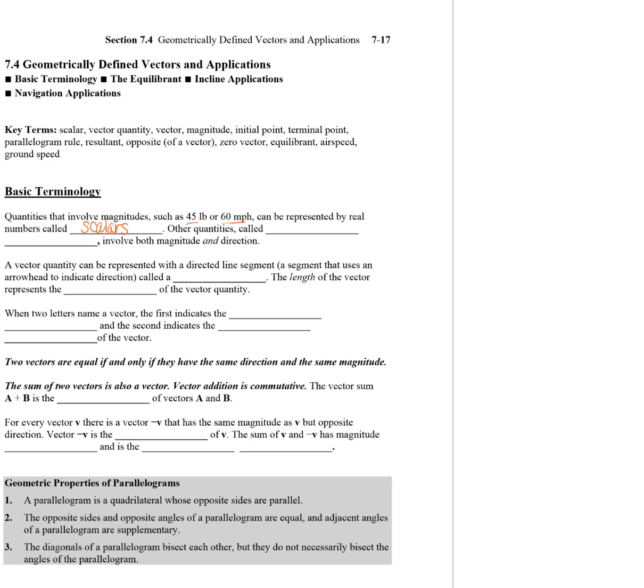Other quantities, called vector quantities, or just vectors, involve both magnitude and direction. A vector quantity can be represented with a directed line segment, a segment that uses an arrowhead to indicate direction, called a vector. The length of the vector represents the magnitude of the vector quantity.